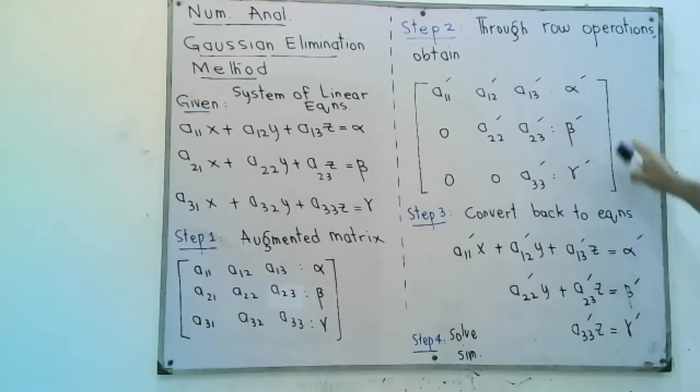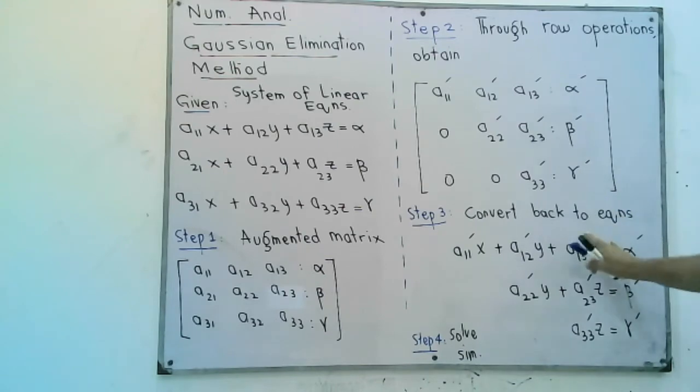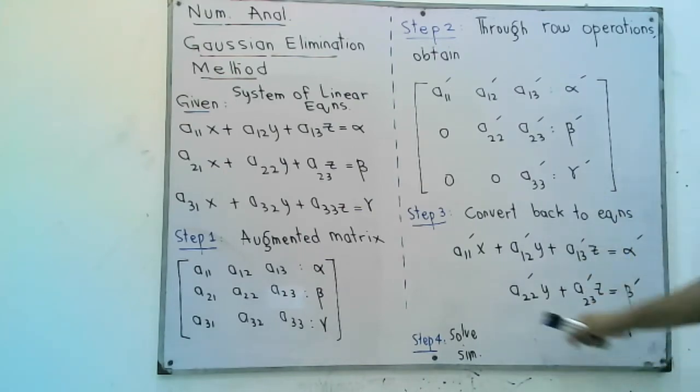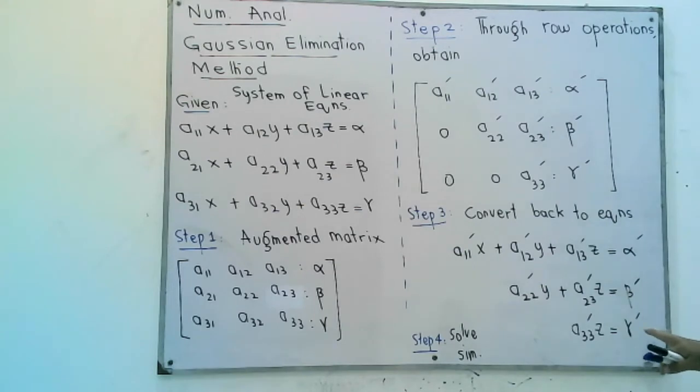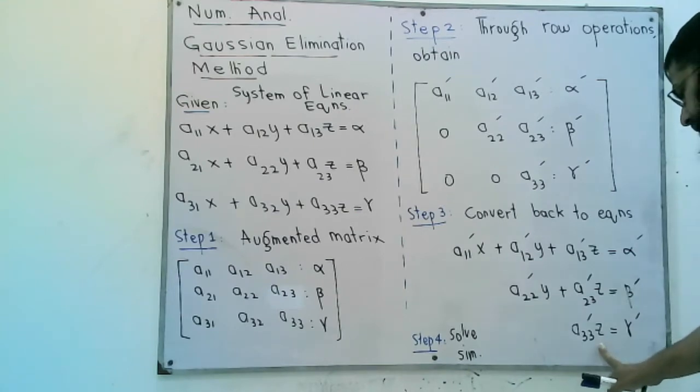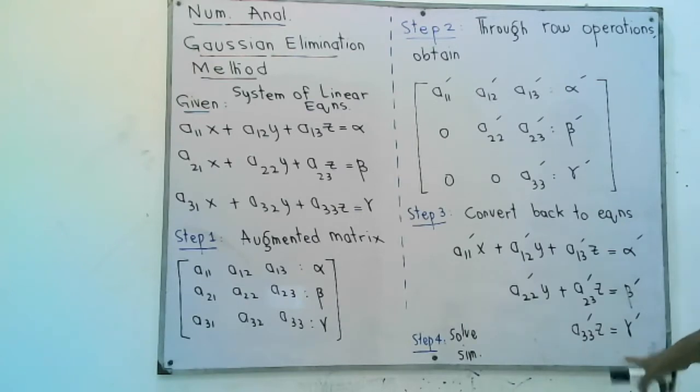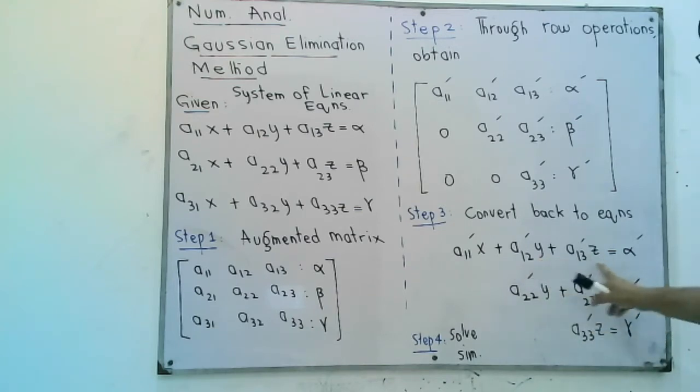Once we obtain this matrix, we convert this back into equations. We started with this, and then we can very easily solve, because we can solve this equation straight away to find z, because z would be gamma prime divided by a33 prime. And then we can put the value of z here, solve for y, and can put the values of y and z here and can straight away solve for x.